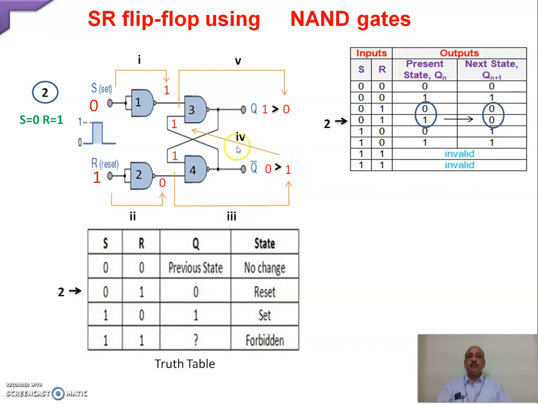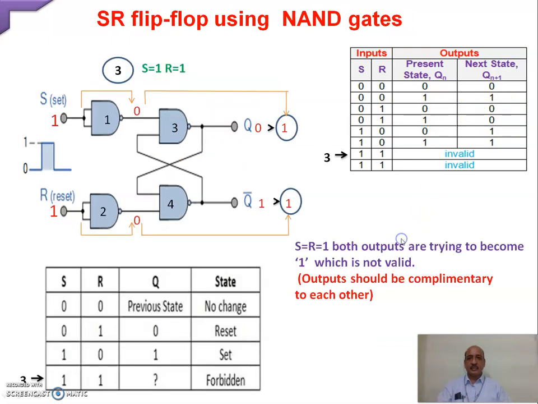This will be the input for the third NAND gate. Here both the inputs are 1, therefore the output is 0. That means earlier the output was 1, and now it has been converted to 0. That means the output will turn to 0. This is nothing but reset. When S is equal to 0, R is equal to 1, it is a reset, which we can see here also. The output will become 0. Now let us see the next case.